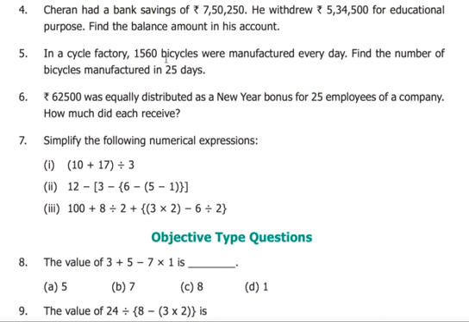Okay. In a cycle factory, 1560 bicycles were manufactured every day. Find the number of bicycles manufactured in 25 days. This into 25 is the answer. 62,500 was equally distributed as a New Year bonus for 25 employees of the company. How much did each receive? So 25 into 25 is 625. So 2,500. Okay. 2500.